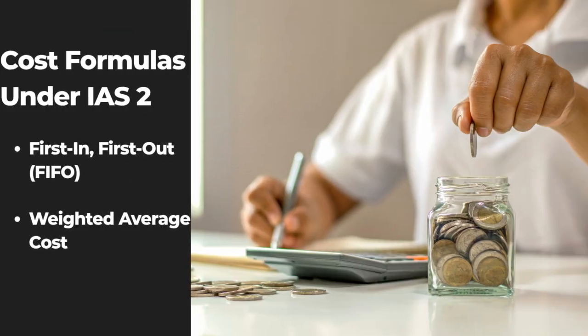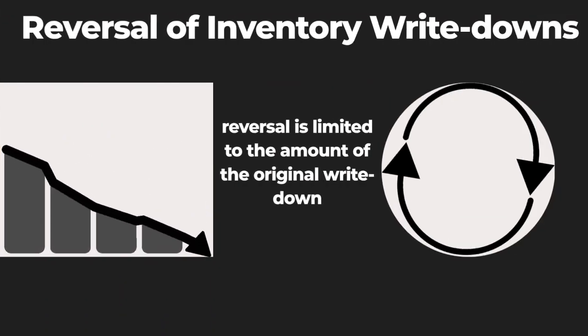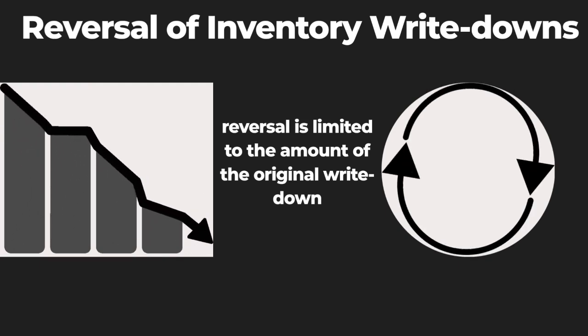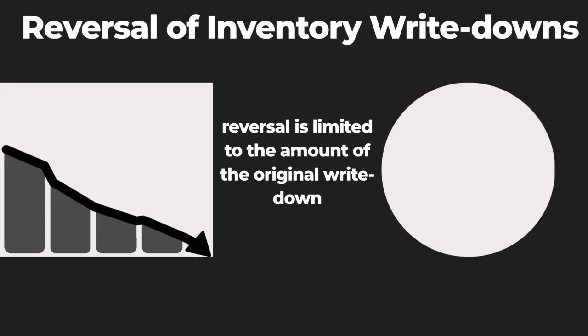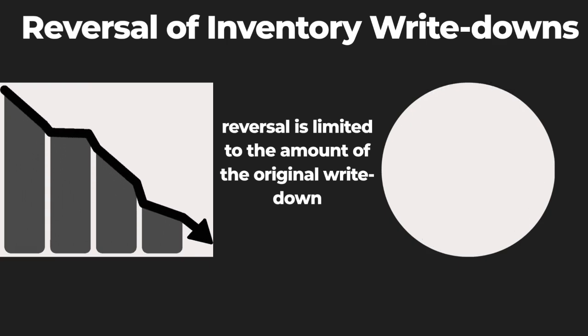IAS 2 allows two cost formulas: first in, first out, FIFO, and weighted average cost. LIFO is not permitted under IFRS. If the circumstances that caused the inventory write-down no longer exist, and net realizable value has increased, IAS 2 allows the write-down to be reversed. However, reversal is limited to the amount of the original write-down.